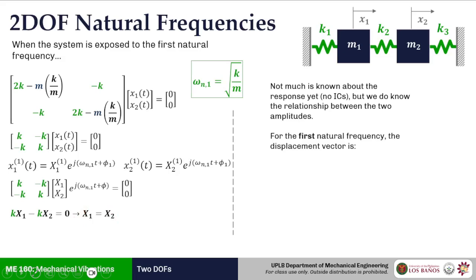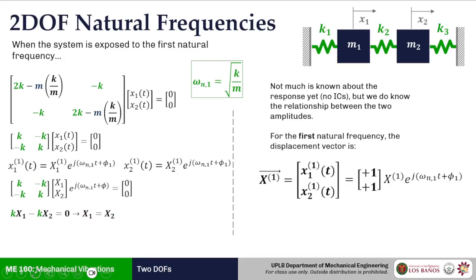So now, the displacement vector for the first natural frequency would be something like this. Keep in mind, parenthesized superscript 1 means it is for mode 1. So this is the displacement vector for mode 1, with x1 and x2 for mode 1. Because x1 and x2 are equal, you can substitute x1 with the amplitude x2. So you can factor out x here and just leave the multipliers, so it's plus 1, plus 1.